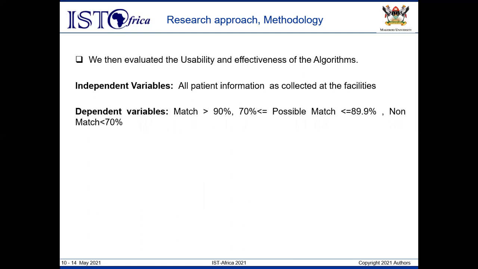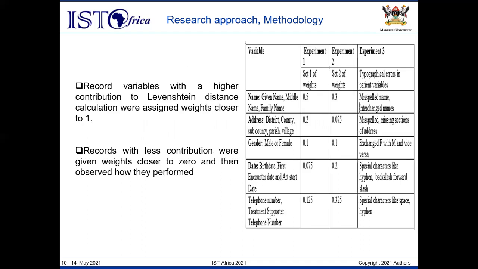Our independent variables were all patient information as collected from the health facilities, and the dependent variables were a match, a possible match, and a non-match. A match was that record whose overall matching score was above 90%. And a possible match was that record whose overall matching score was between 70 and 89.9%, and that whose overall matching score was less than 70% was a non-match.